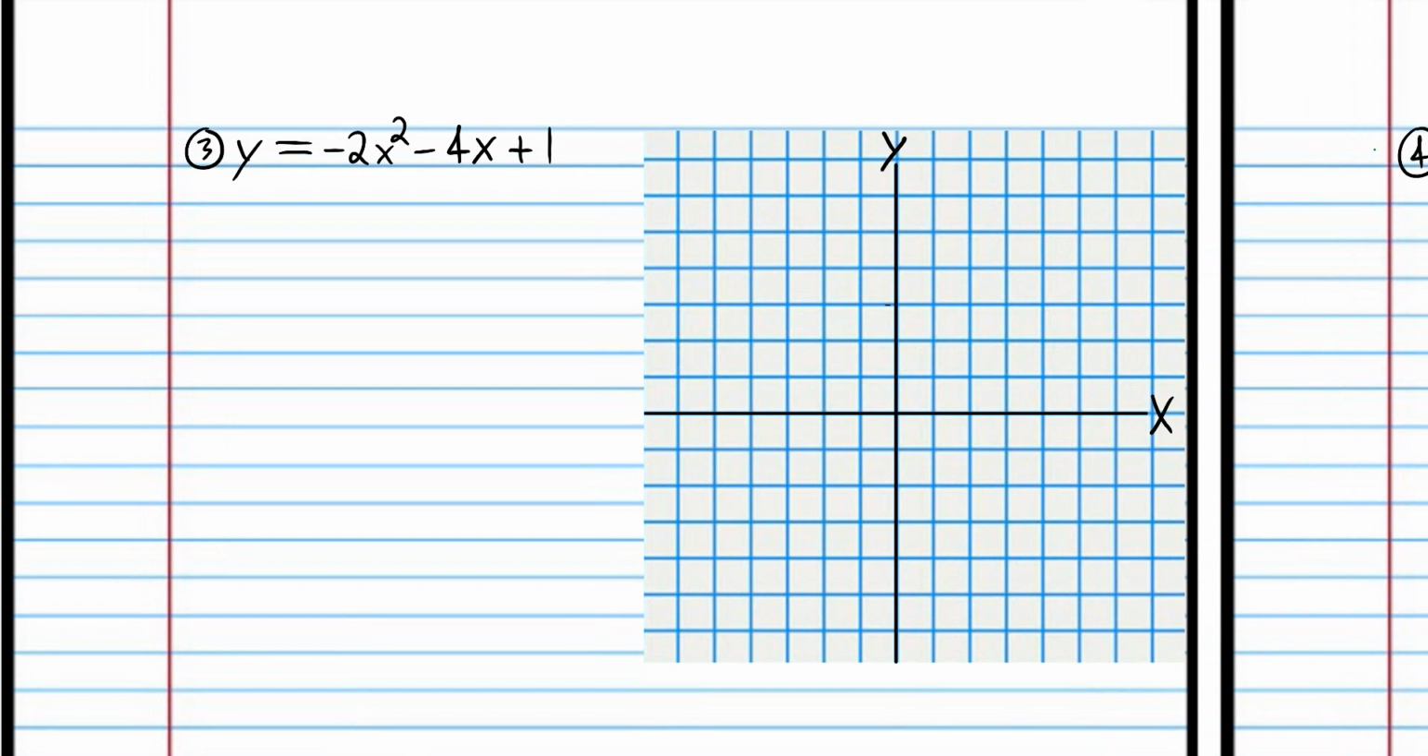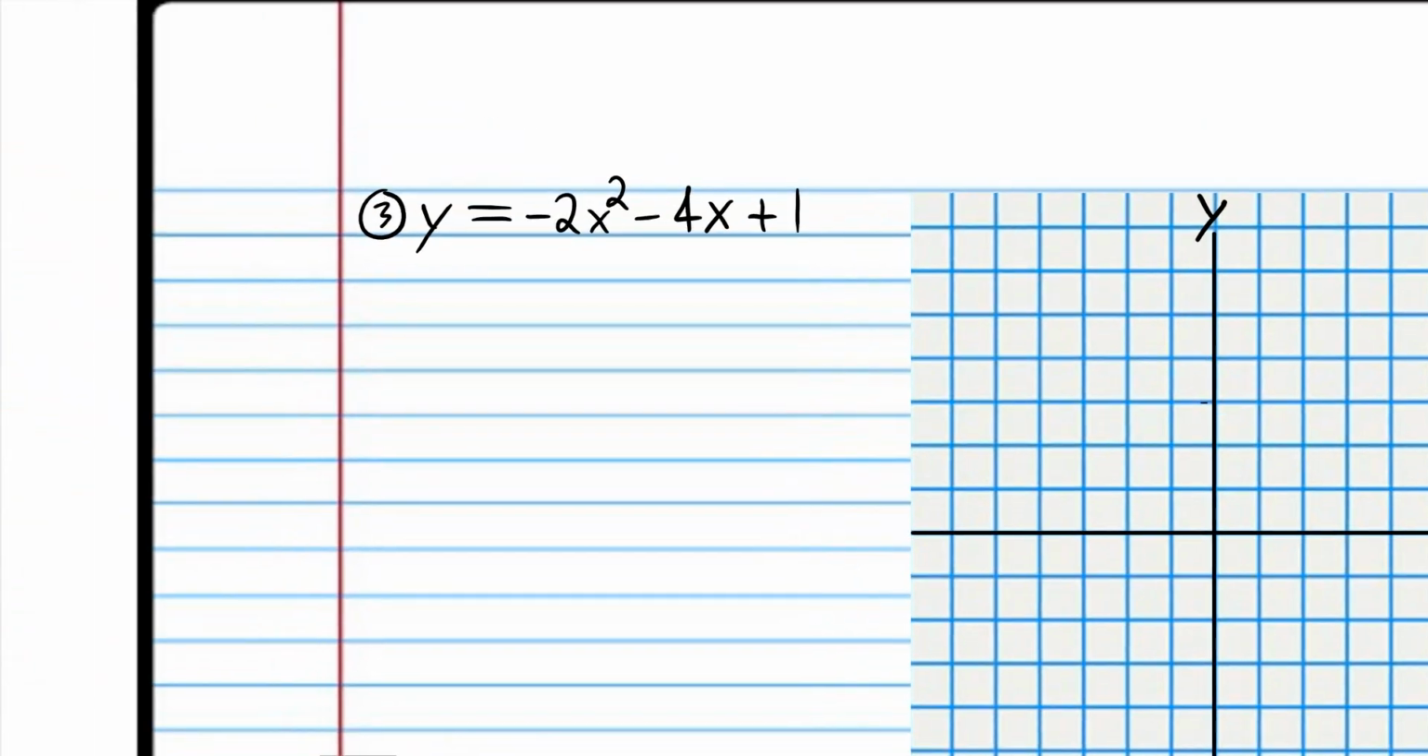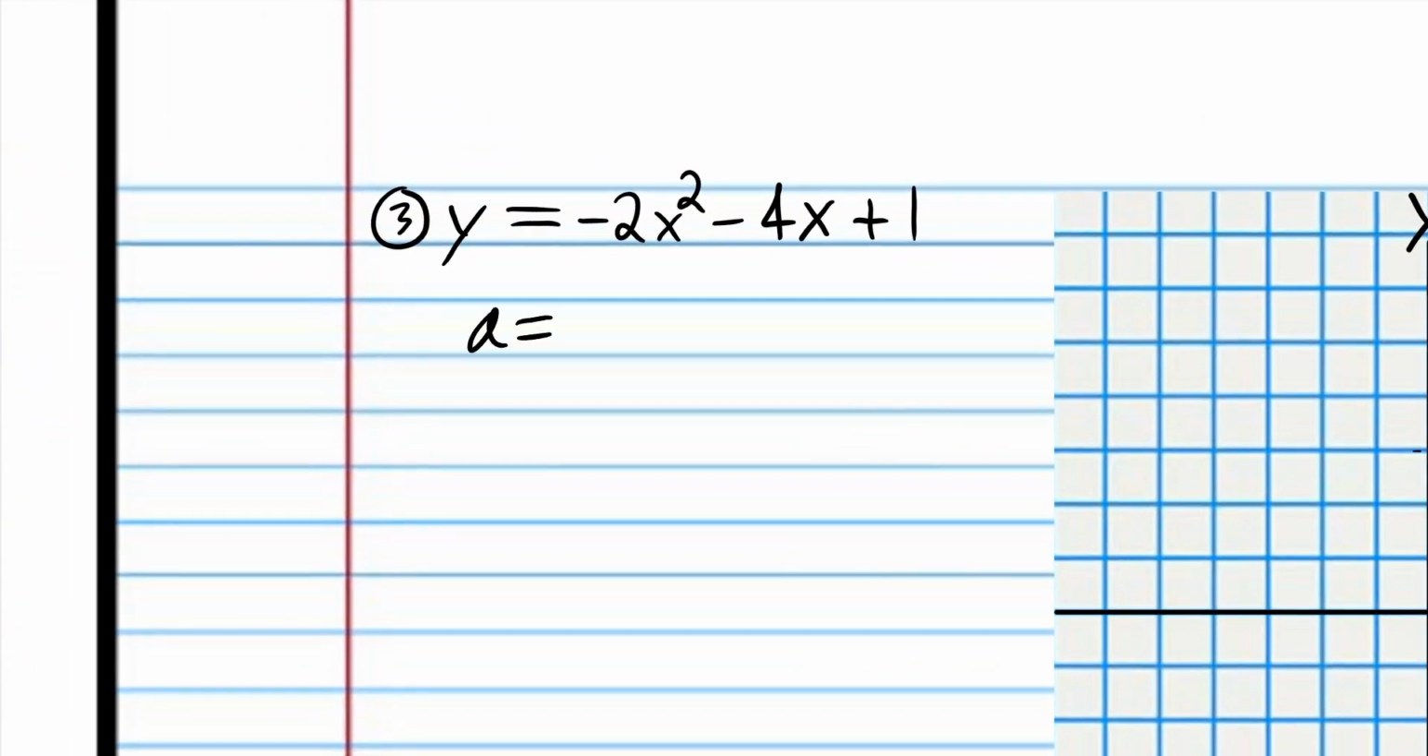Now, here's an important point. You see how this coefficient of x squared is negative? That means that this parabola, unlike the previous two, is going to go down. All right, so that's useful information. But first, let's label the constants. And as usual, the first step is to find the vertex.